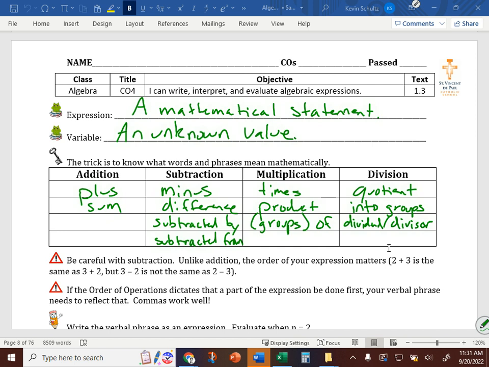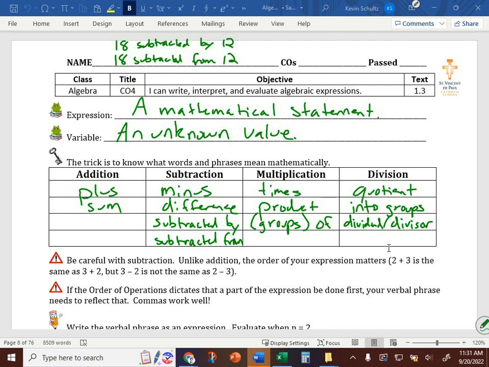If I have room, I'll put up the top of the name thing here. If I write 18 subtracted by 12 versus 18 subtracted from 12, what's the difference in the wording and how our expression is going to look? Abby? First one's 18 minus 12, the second one's 12 minus 18.